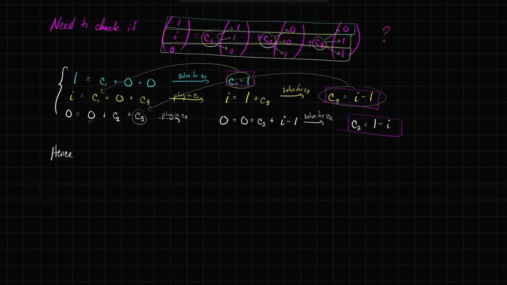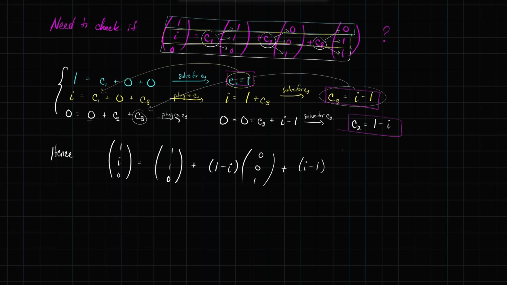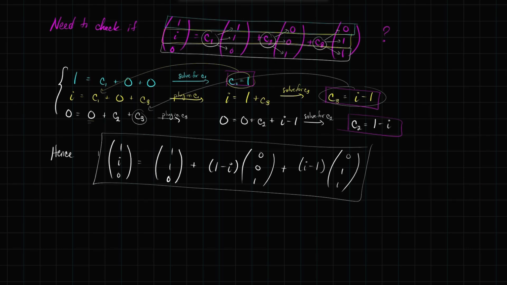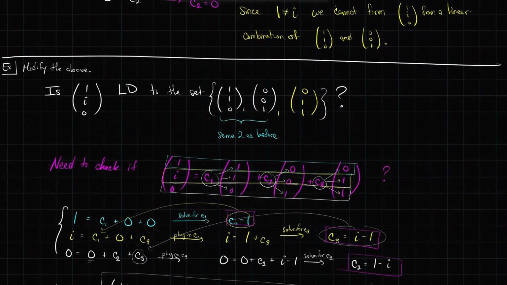Hence my original vector (1, i, 0) is equal to one copy, because C1 was 1, of (1, 1, 0), plus C2, which was chosen to be 1 minus i, so 1 minus i copies of (0, 0, 1), and finally C3, which was i minus 1, so i minus 1 copies of (0, 1, 1). The fact that I'm able to construct this linear combination of the three to give me the fourth tells me that I am linearly dependent.